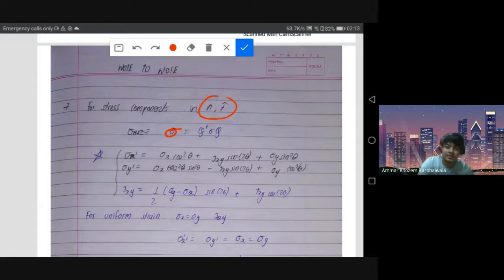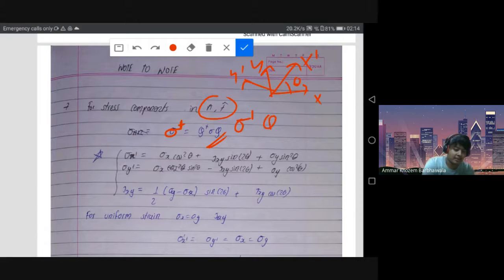tensor, since stress is a tensor, so we can apply the basic laws of linear algebra. Sigma prime in the new coordinates would be Q transpose sigma Q, right? If these are my x and y axes, I consider a rotation to x prime and y prime axes at an angle theta. So obviously I can apply this transformation matrix.